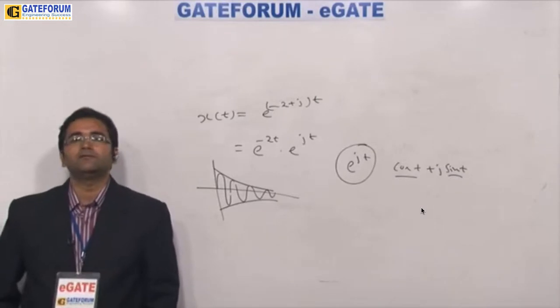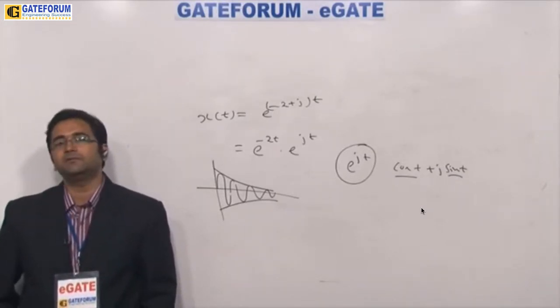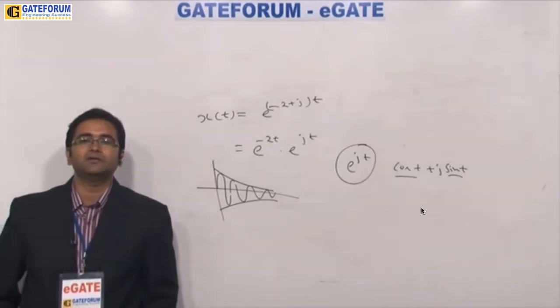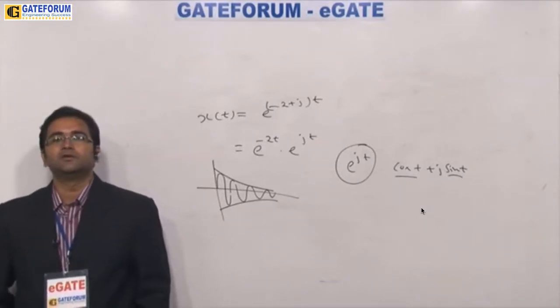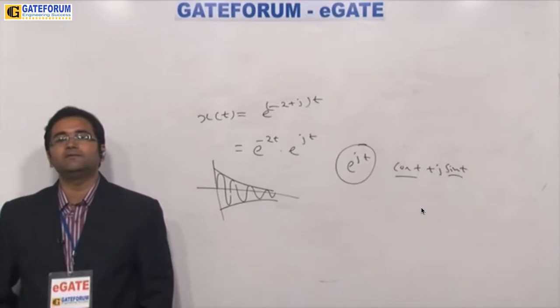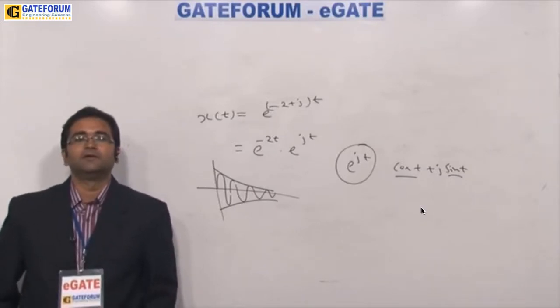Because with increasing value of t, what is happening? Their value is also increasing. So that makes the signals unbounded. Stability and instability are the words to be used with systems.